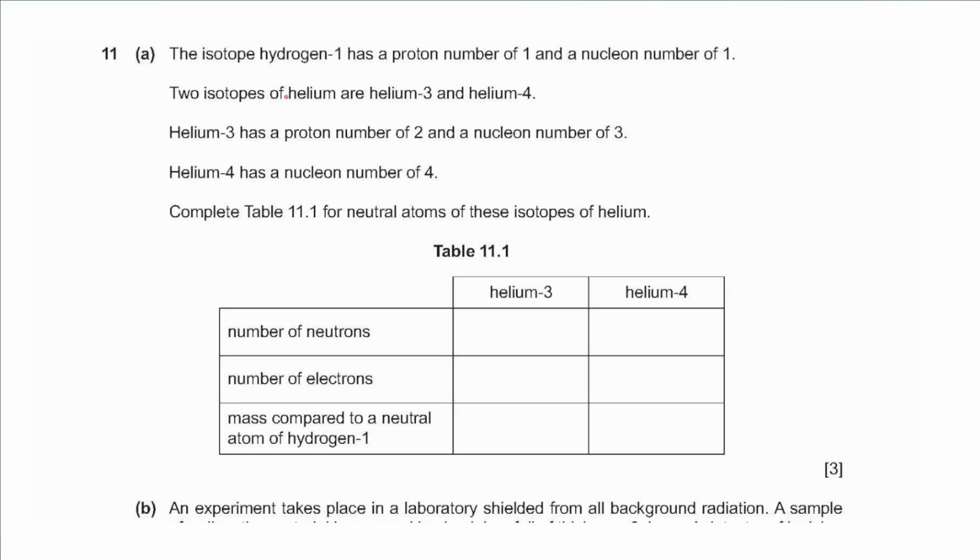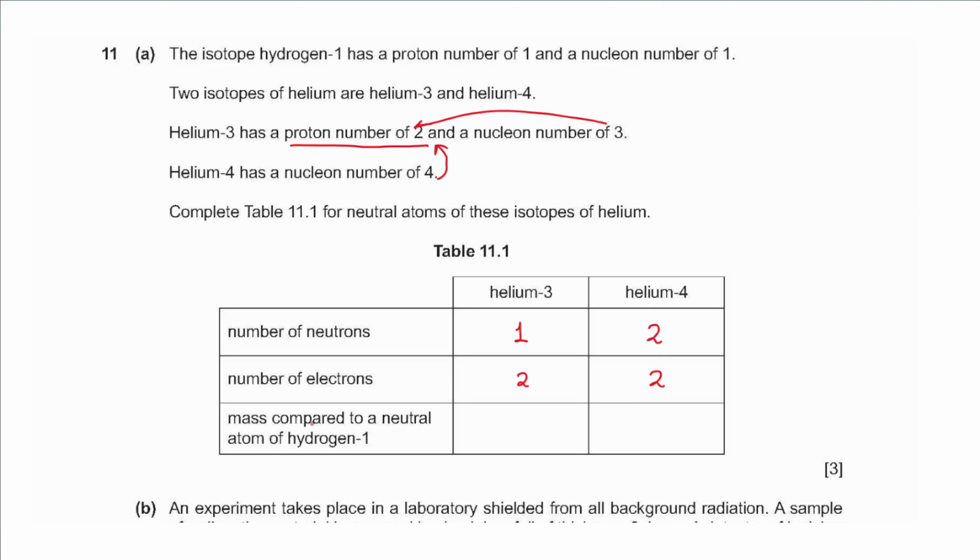So for a neutral atom, we have the same number of protons and electrons, and the proton number was 2, so the number of electrons in both atoms will be 2. As for the number of neutrons, it is the difference between the nucleon number and the proton number. So for helium-3, it is the difference between 3 and 2, and for helium-4, it is the difference between 4 and 2. So for helium-3, 3 minus 2 is 1, and 4 minus 2 is 2.